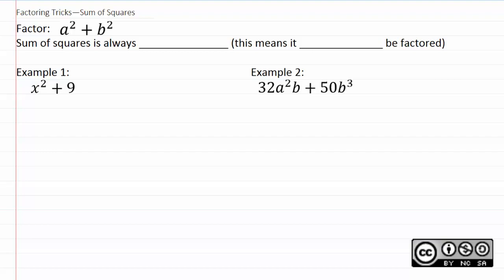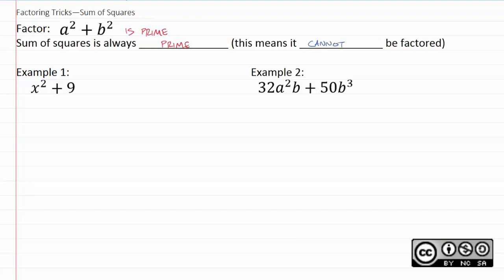After we looked at the difference of two squares, you might think the sum of two squares works similarly. Unfortunately, it doesn't. As it turns out, the sum of two squares is impossible to factor. We say that this is prime. Like a prime number, that means you can't factor it. You can't write it as a number of factors. So the sum of squares is always prime, which means it cannot be factored.